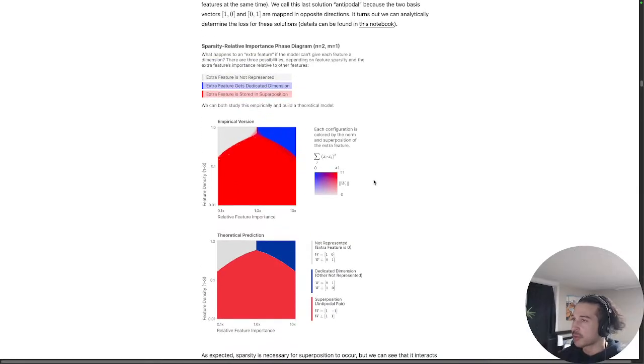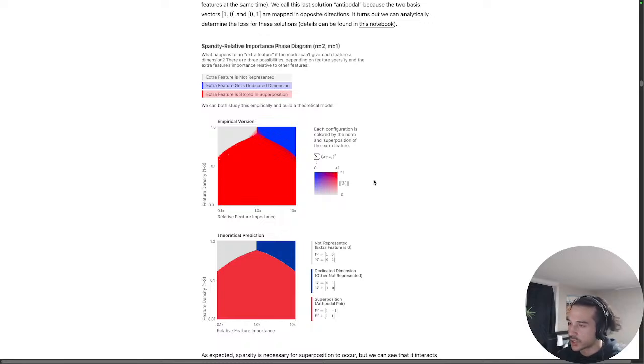And here we see a diagram, sparsity relative importance phase diagram, n equals 2, m equals 1. What happens to an extra feature if the model can't give each feature a dimension? There are three possibilities, depending on feature sparsity and the extra feature's importance relative to other features. Gray is extra feature not represented, blue is extra feature gets dedicated dimension, red is extra feature is stored in superposition. We can both study this empirically and build a theoretical model.